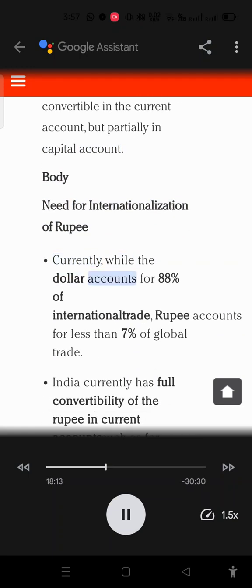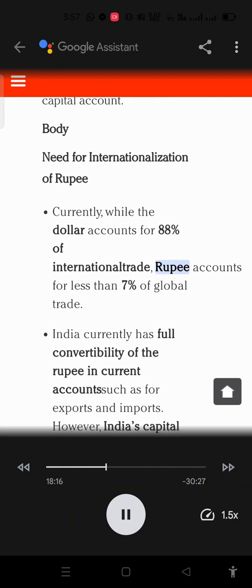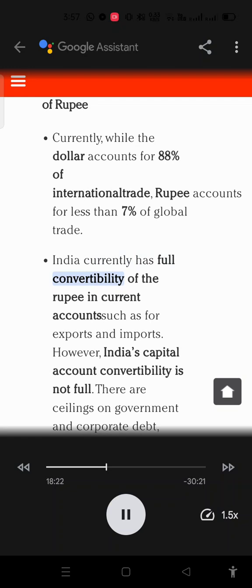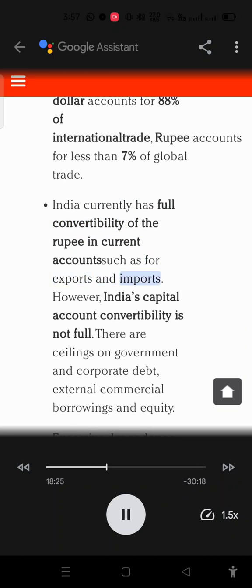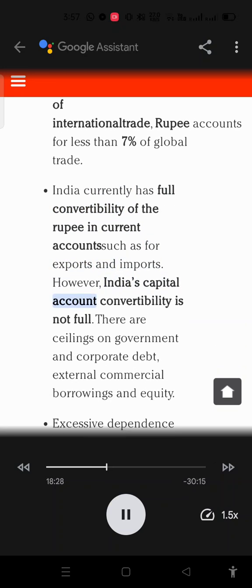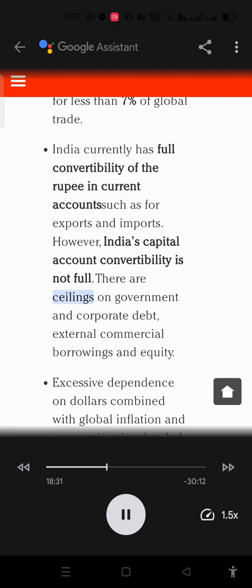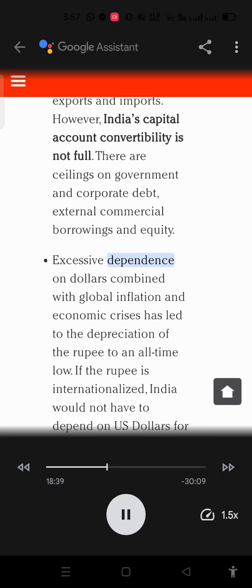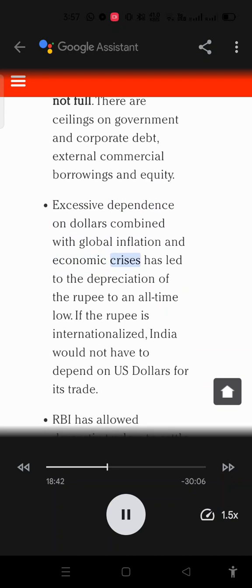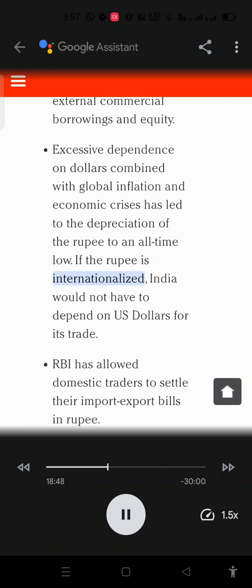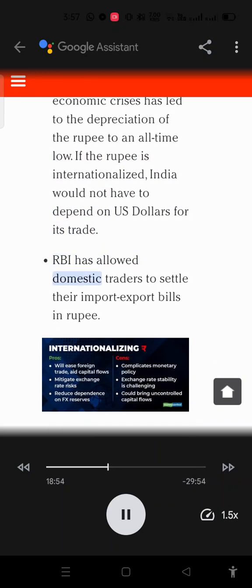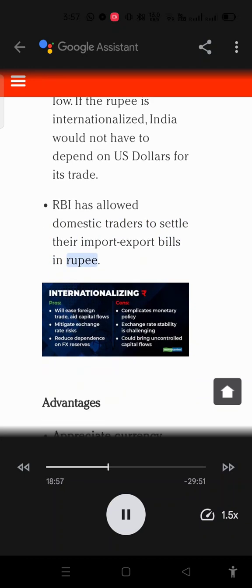Body. Need for internationalization of rupee. Currently, while the dollar accounts for 88% of international trade, the rupee accounts for less than 7% of global trade. India currently has full convertibility of the rupee in current accounts, such as for exports and imports. However, India's capital account convertibility is not full. There are ceilings on government and corporate debt, external commercial borrowings and equity. Excessive dependence on dollars, combined with global inflation and economic crises, has led to the depreciation of the rupee to an all-time low. If the rupee is internationalized, India would not have to depend on US dollars for its trade. RBI has allowed domestic traders to settle their import-export bills in rupee.